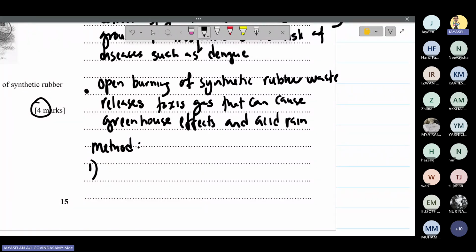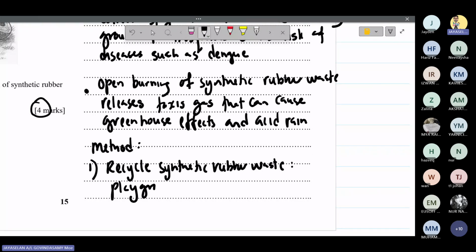Okay, so method to overcome this. Very simple. First method, recycle the synthetic rubber waste into useful items lah, like playground surface. Such as you can put playground surface, flower pot, all that lah. Any question? Surface for road materials also can.